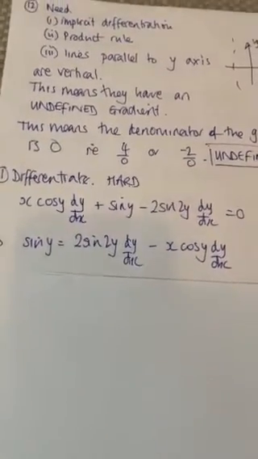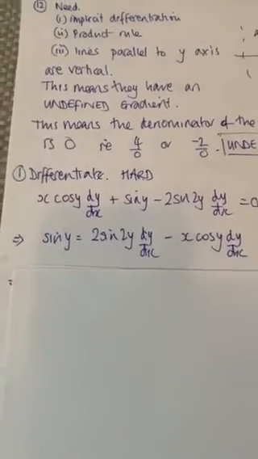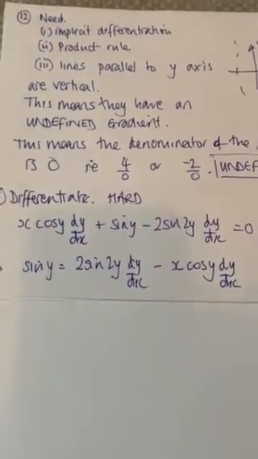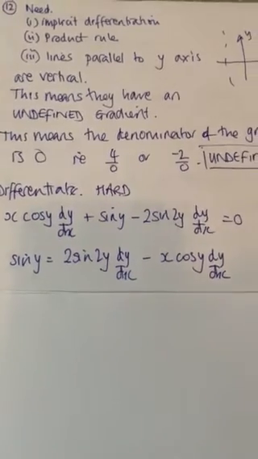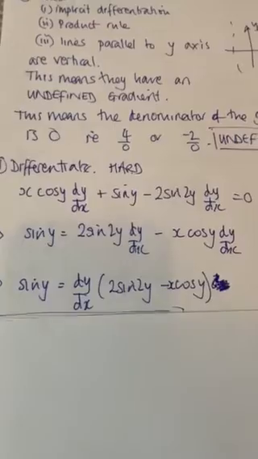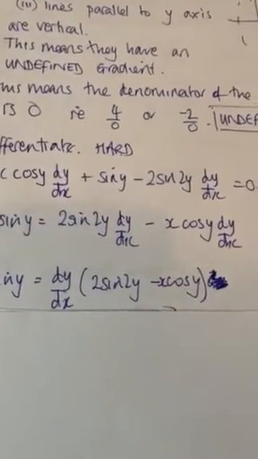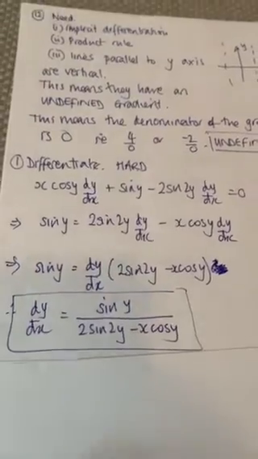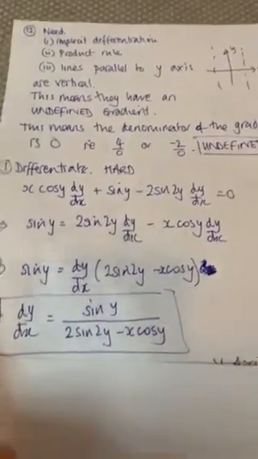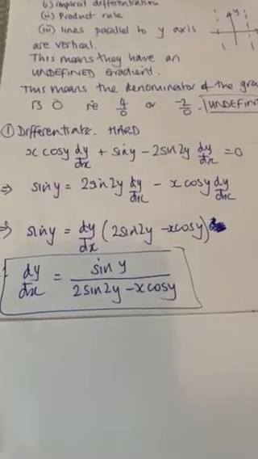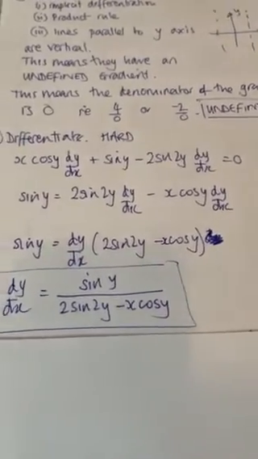You're now going to make dy/dx the subject, so you're going to factorise. So you get everything on one side that's got a dy/dx in it, and I've chosen to do this because I think it's nicer and it keeps the sine y positive. You then take out your factor of dy/dx. Sorry about my little bit of a scribble there. So that's what I've ended up with: dy/dx is sine y all over 2 sine 2y minus x cos y.